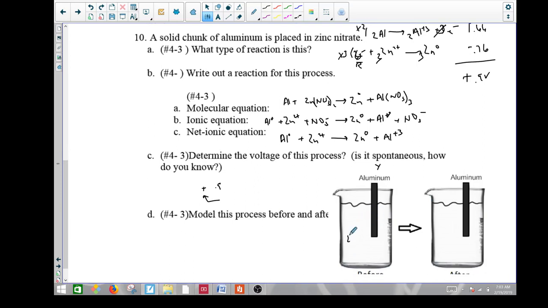Zn2+, Zn2+, Zn2+. Afterwards, I have an aluminum 3+, and aluminum 3+, that's in solution, and I could put my 3 zincs on here if you'd like. And I think that's fine. That's pretty easy to see right there. And that ends our process today. Thank you very much.